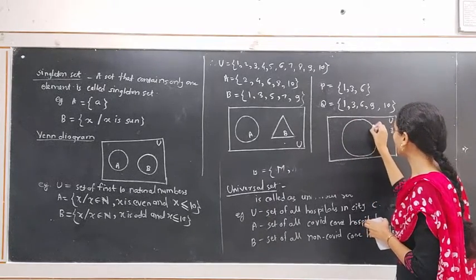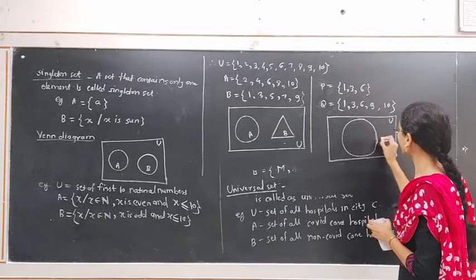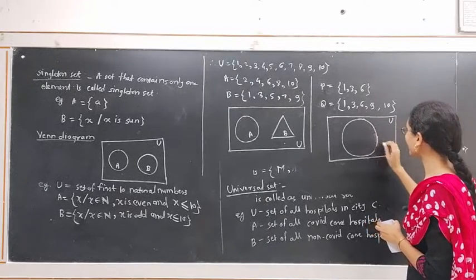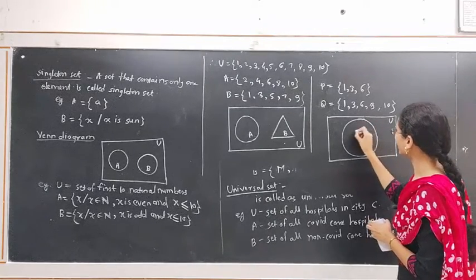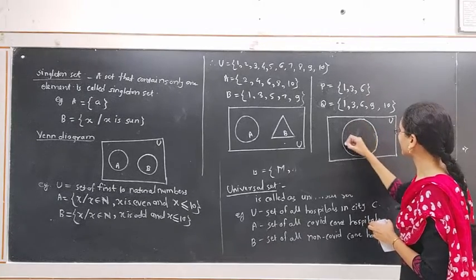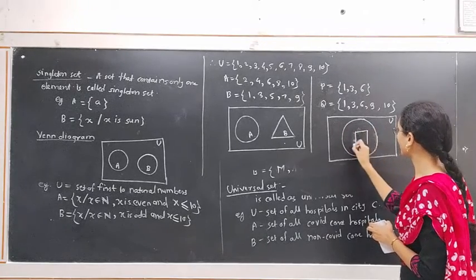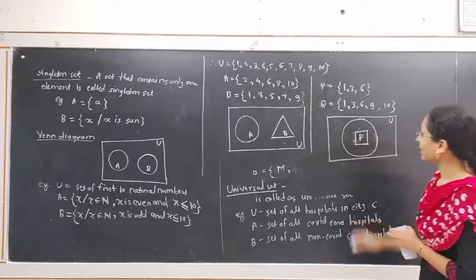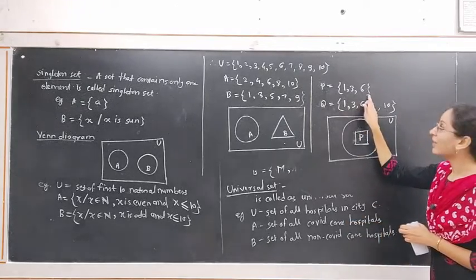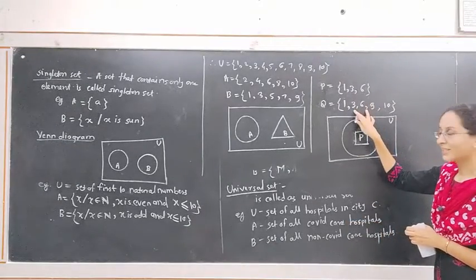This is set Q, and the set P is a subset of the set Q. Suppose this is the set P. P consists of 3 elements, and those 3 elements belong to set Q.